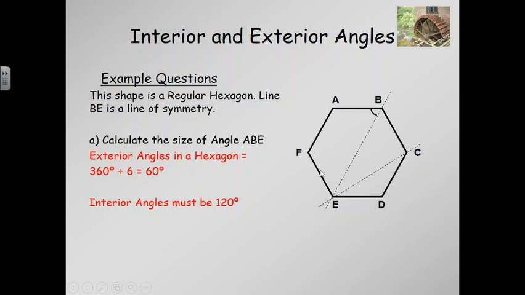Therefore, the interior angle on a hexagon must be 120, and ABE is therefore 60 as it's split in half. So we've worked out the exterior angle. If we extended this line here, we've worked out the exterior. We've taken away from 180 to work out the whole of this angle. So to work out ABC, the whole one would be 120, and then we've had to half it because we've used the line of symmetry.